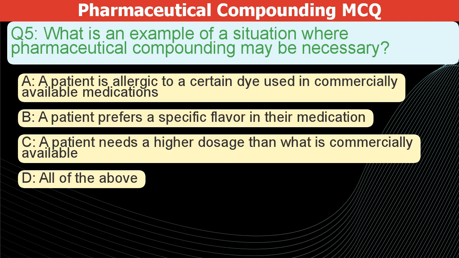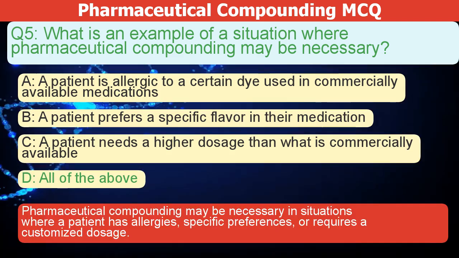What is an example of a situation where pharmaceutical compounding may be necessary? A. A patient is allergic to a certain dye used in commercially available medications. B. A patient prefers a specific flavor in their medication. C. A patient needs a higher dosage than what is commercially available. D. All of the above. The correct answer is D. Pharmaceutical compounding may be necessary when a patient has allergies, specific preferences, or needs a customized dosage.